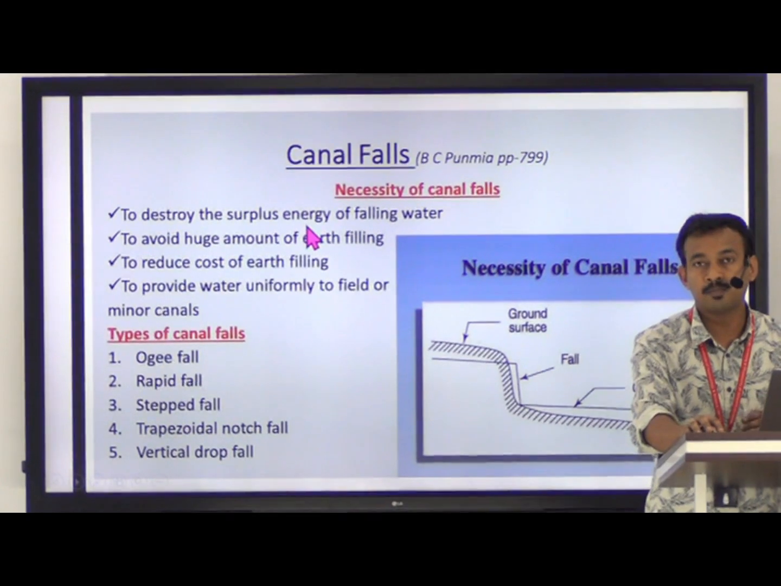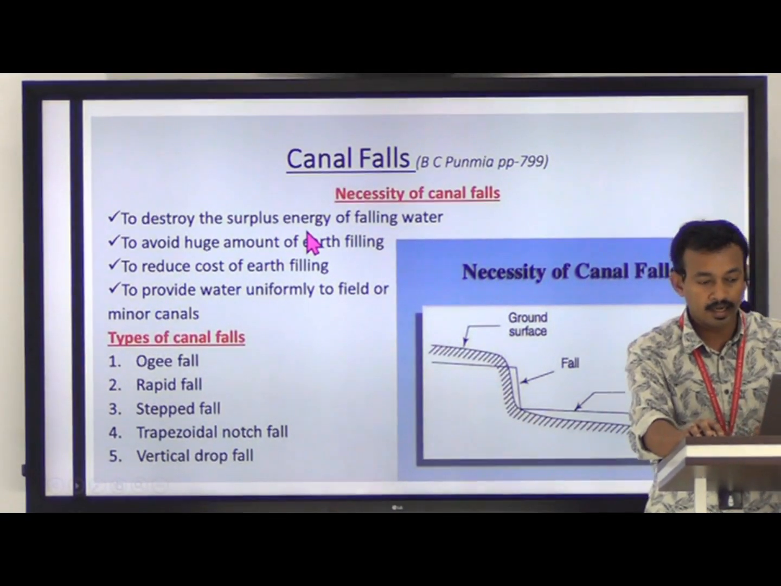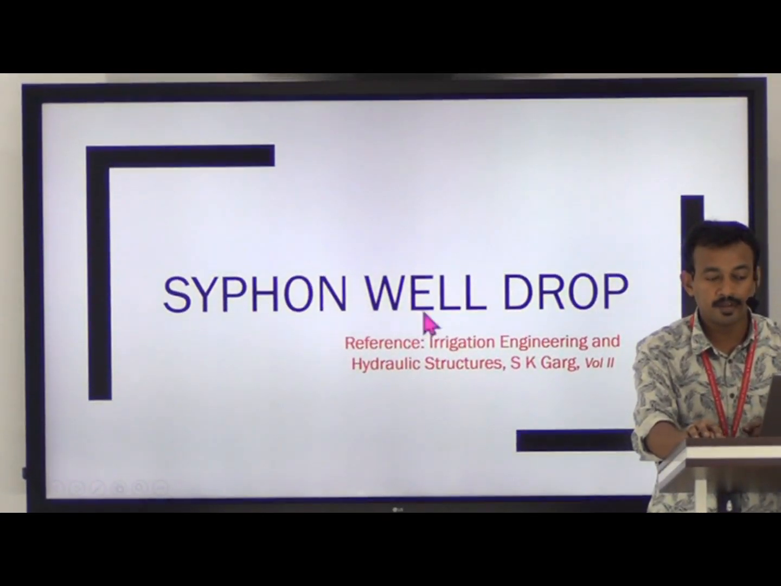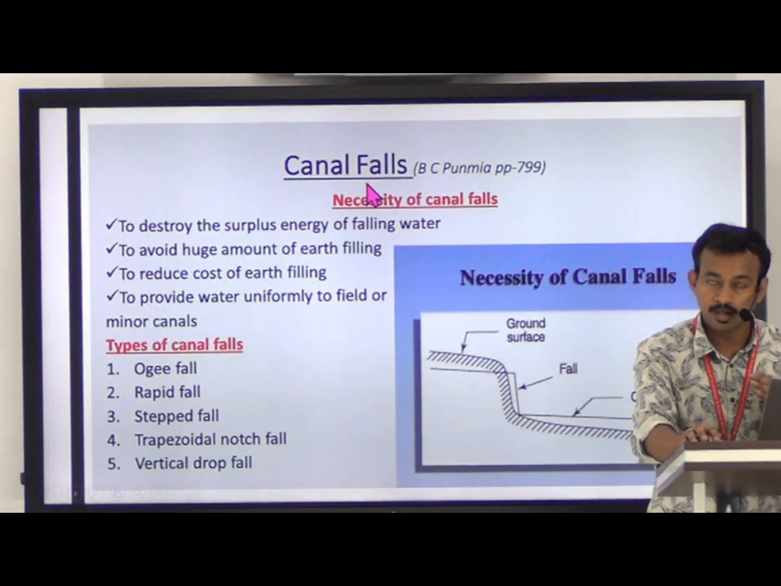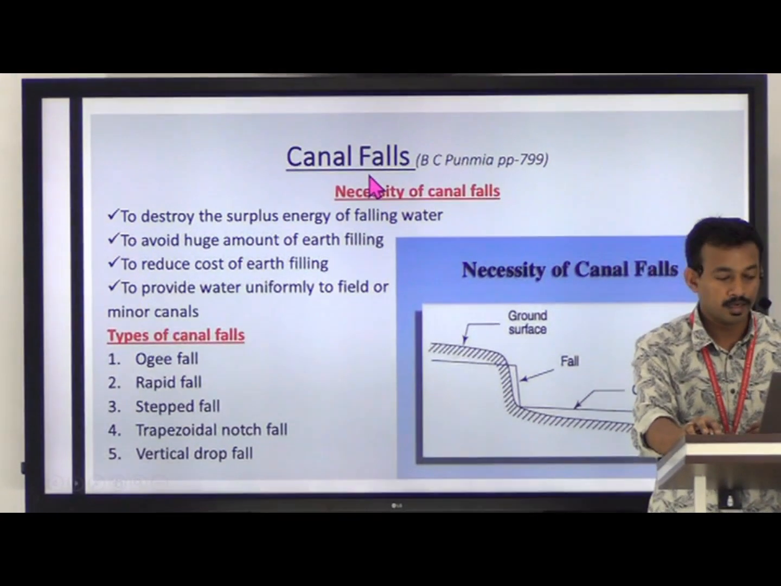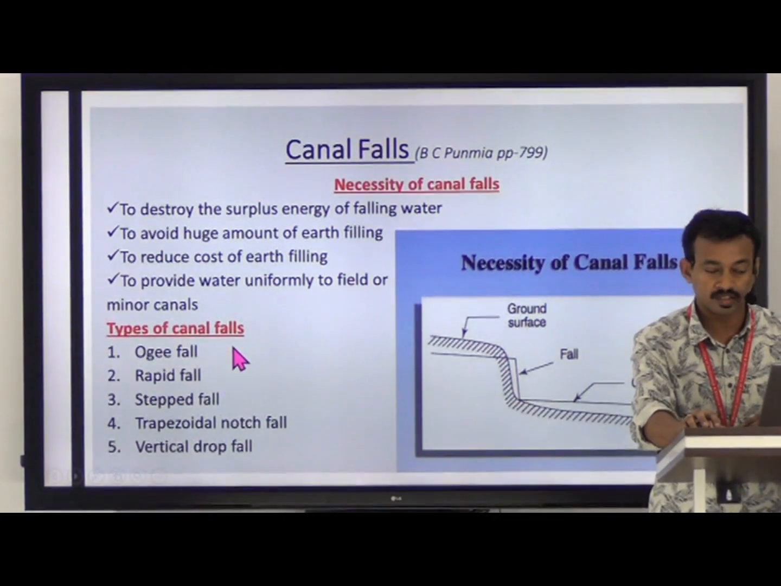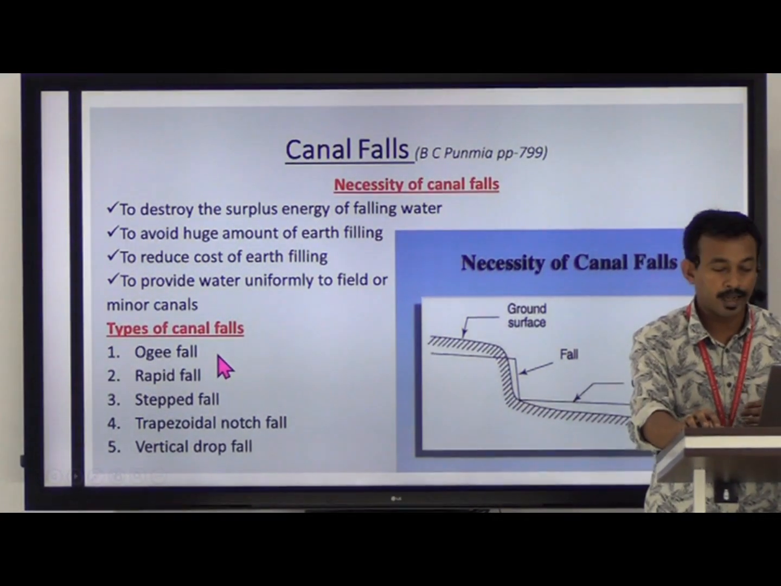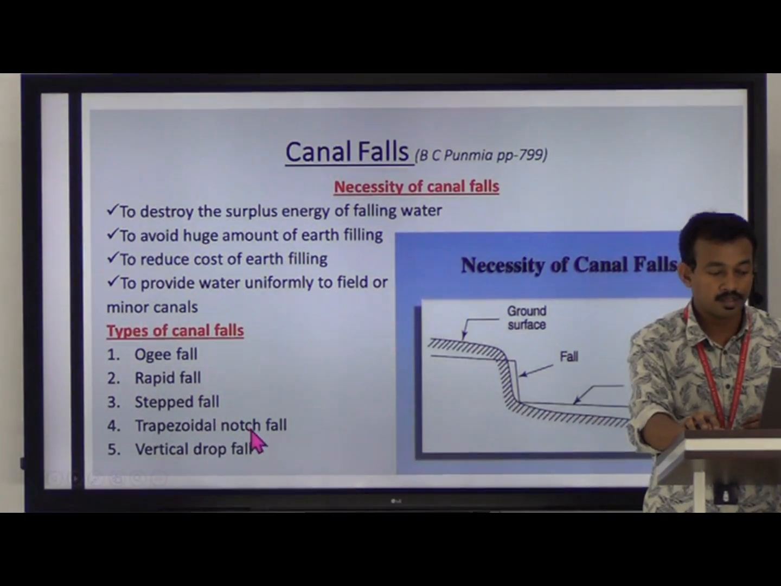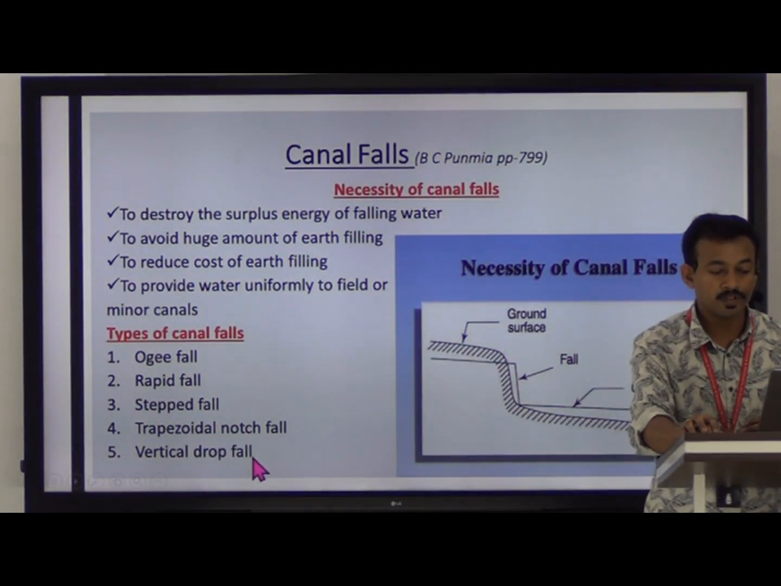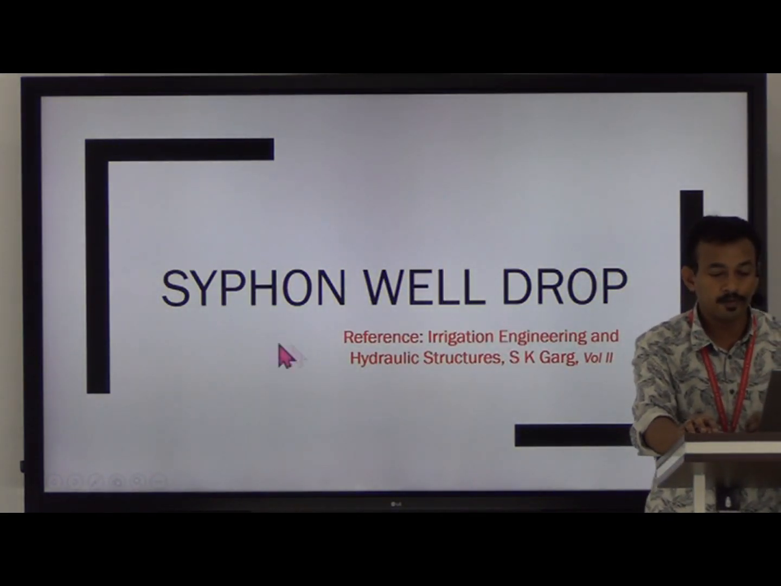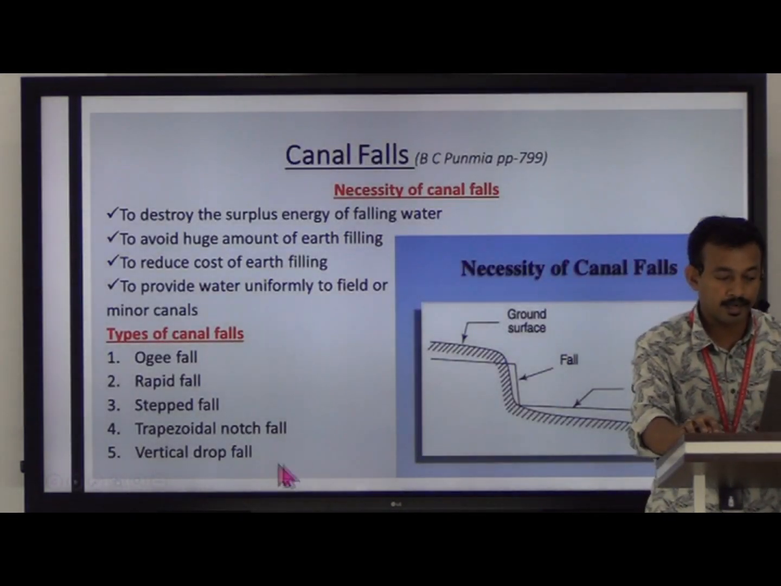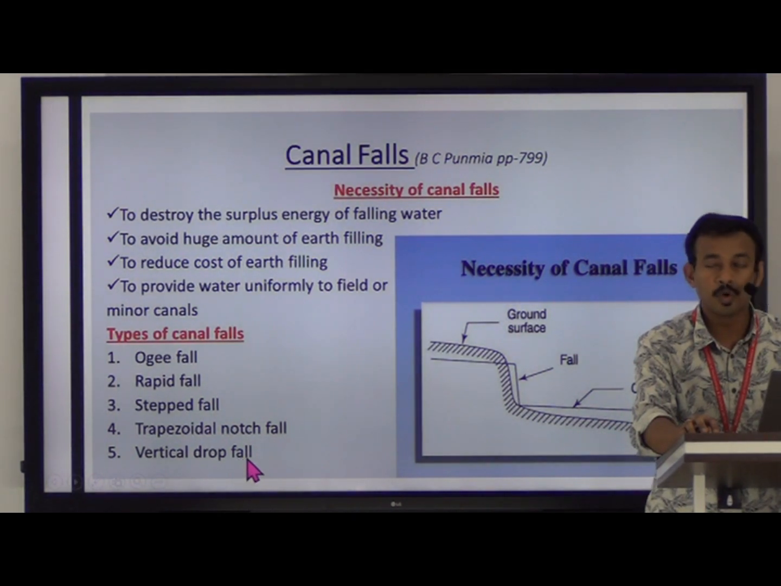This is the exact purpose of canal falls, and our topic siphon well drop is a kind of canal fall structure. Basically, there are different types of canal fall structure like ogee fall, rapid fall, stepped fall, trapezoidal notch fall and vertical drop fall. Our particular topic, siphon well drop, comes under the category of vertical drop fall kind of canal fall structure.